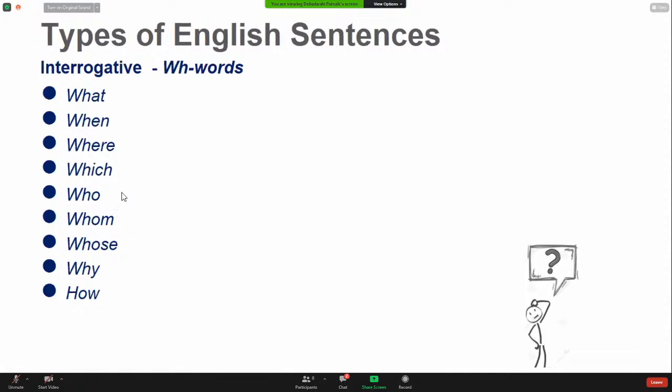in that case, both which and whom we can use, but which is for non-living things and whom is for living things, especially for persons. Okay, now it is understood.